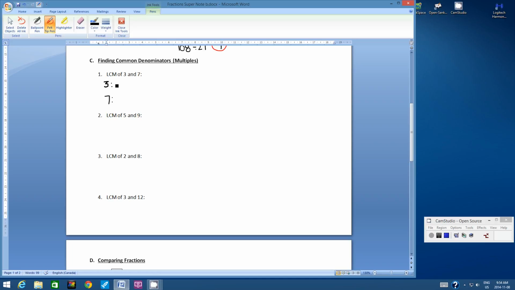So the first multiple of 3 is 3, because 3 times 1 is 3. When we go 3 times 2, we get 6. So what I'd like you to do is continue this list until you get to 3 times 10, which is 30. So try to stay ahead of me.